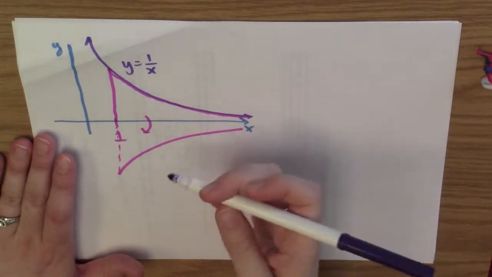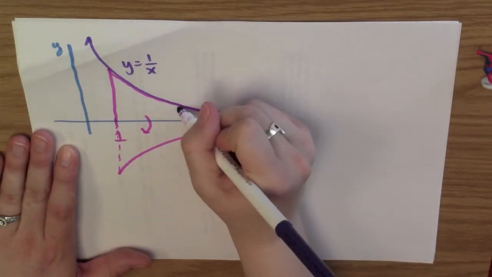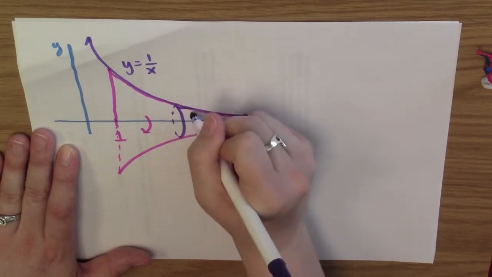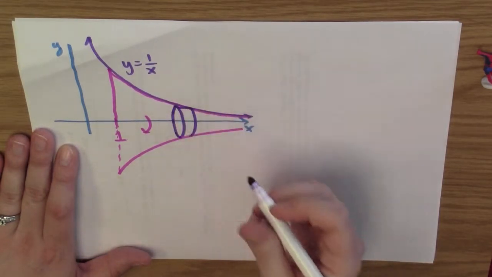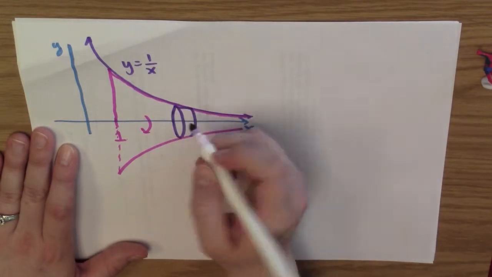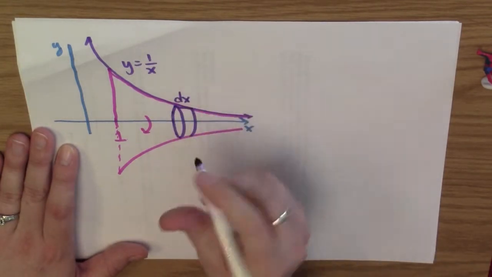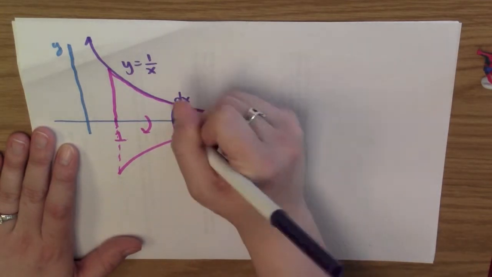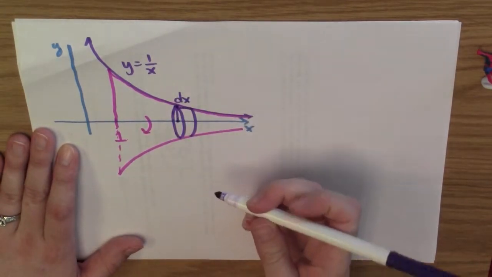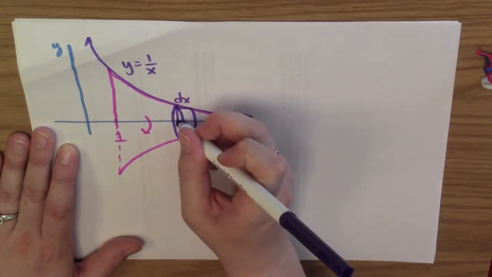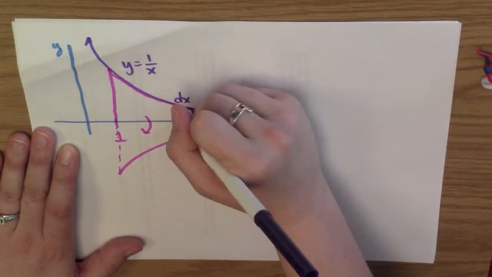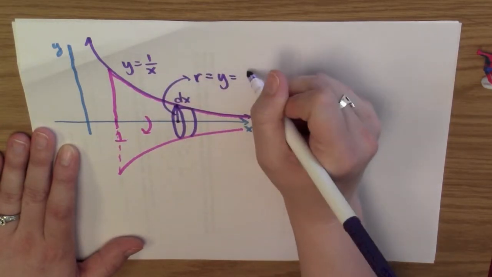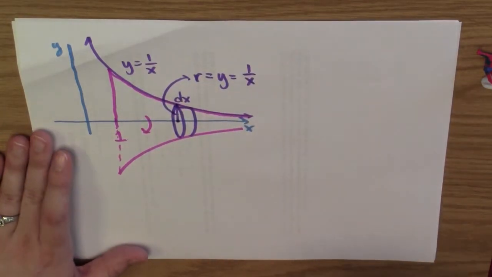All right, so I want to set this up, right? What I have are my little discs, this time around the x-axis, right? And so what is the height of the cylinder? Well, in this case, it's just a little bit in the x direction, so we'll call it dx. And then what is the radius of my cylinder? Well, the radius goes from y equals 0 to the curve, and so the radius is the y measurement, which in terms of x is 1 over x, right?